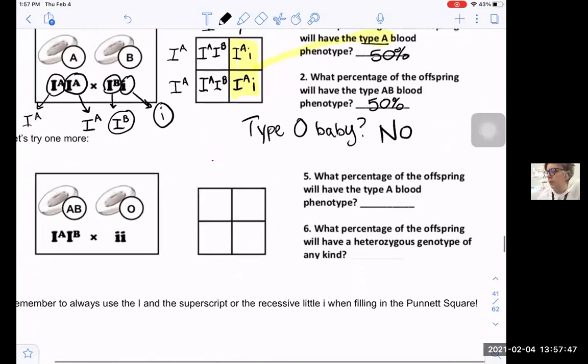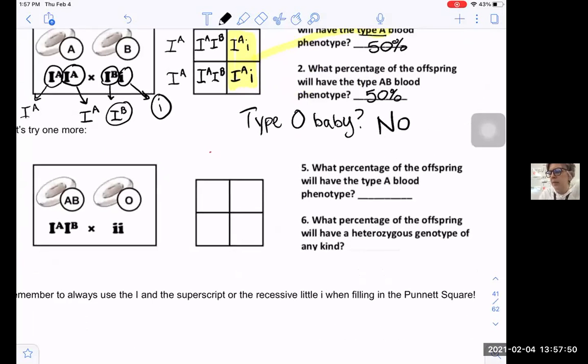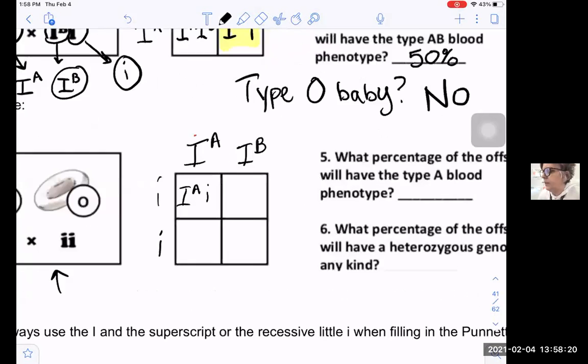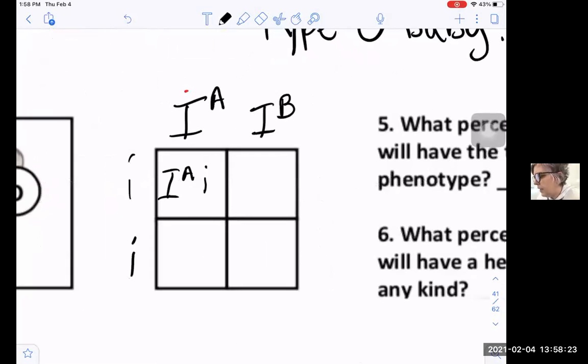Okay, so let's do another one. Let's cross a parent who is AB blood with type O blood. So these are our 2 parents. We're going to separate their alleles. Remember, you need to include the I with the superscript if it has one. It doesn't matter what side you put which parent, as long as you keep their alleles together. And then you're going to write the dominant allele first, and the recessive second.